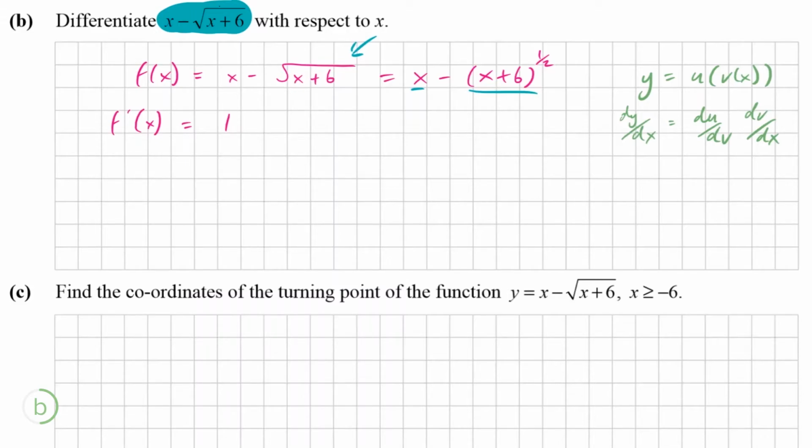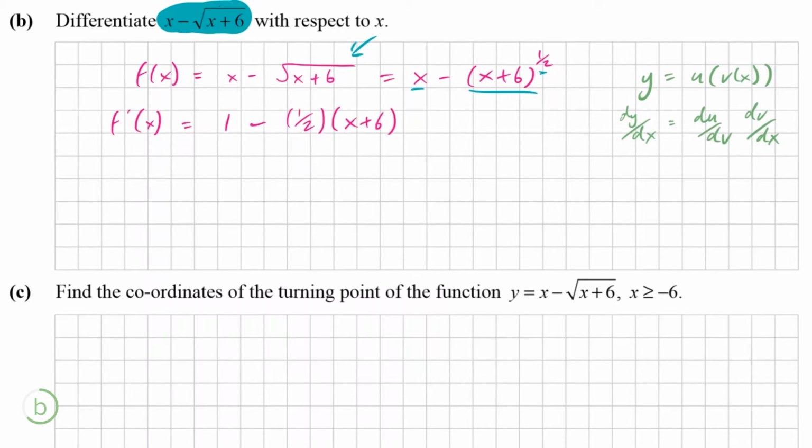And that's very basic. Hopefully you've got that much down. Now let's first of all bring down our half up here in the top right in front. So we're going to multiply it by 1/2. What's inside the bracket always stays the same. So that's x plus 6.